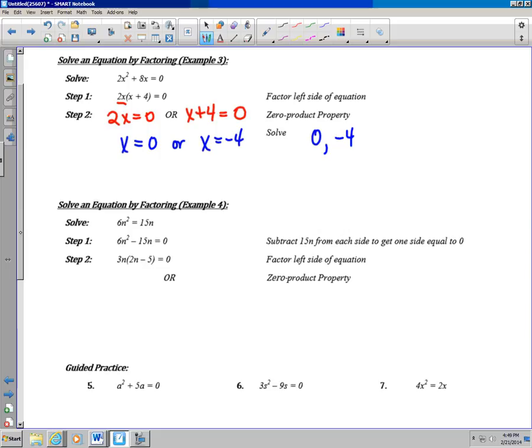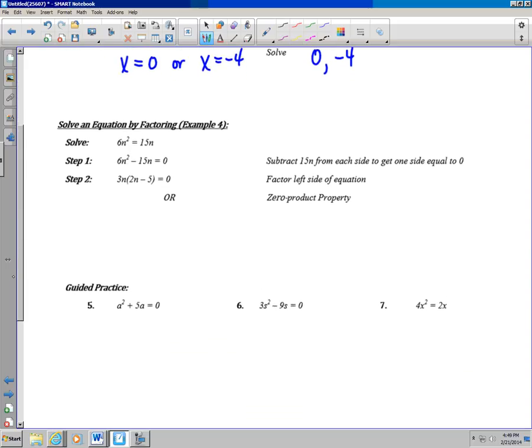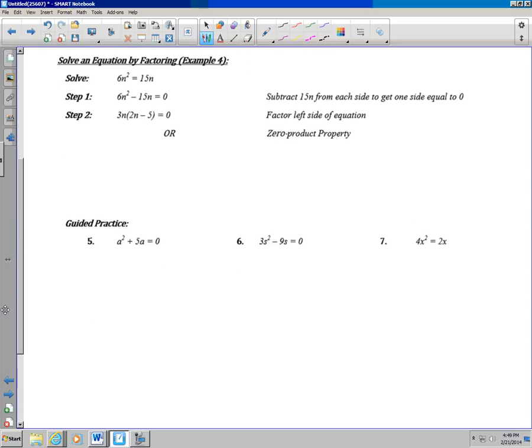Okay, let's move on to our example 4. Solve an equation by factoring. Again, this is the same idea. The difference here is we have a variable on our left side of the equation and we have a variable on the right side of the equation, and we don't have a 0 in the equation anywhere at all.